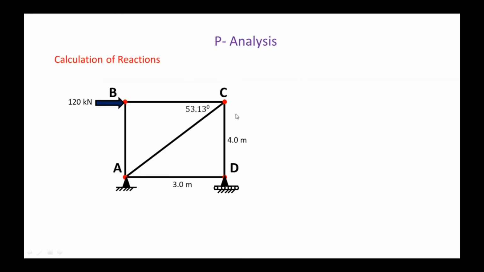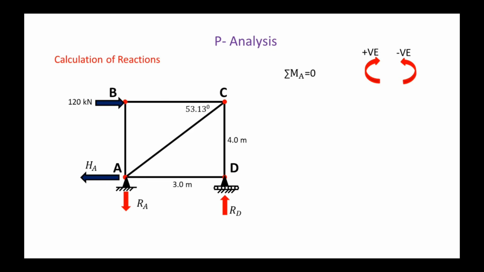So in the P analysis, the first step is to calculate the reactions. Okay, take here sigma MA is equal to 0. So we are taking here clockwise as positive and anti-clockwise as negative. Now these are the assumed directions of the reactions. Here at A the reactions are HA and RA and at D is the RD. These are our assumed reactions. If the answer is positive, it means our assumed direction is correct. Otherwise we have to change the directions only, not the magnitude.